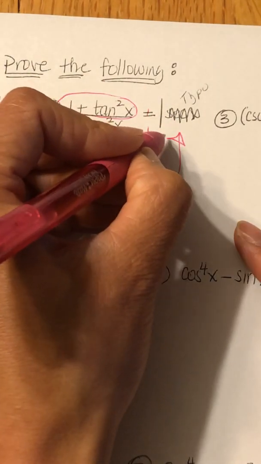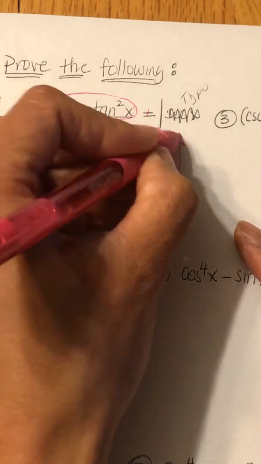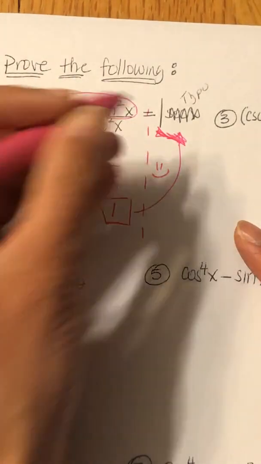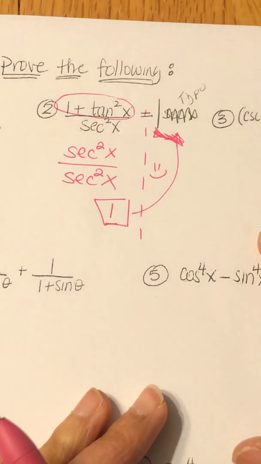Whoops, I should point the arrow to the 1. Oh, that looks dumb. Whatever. You know what I meant. Yay.